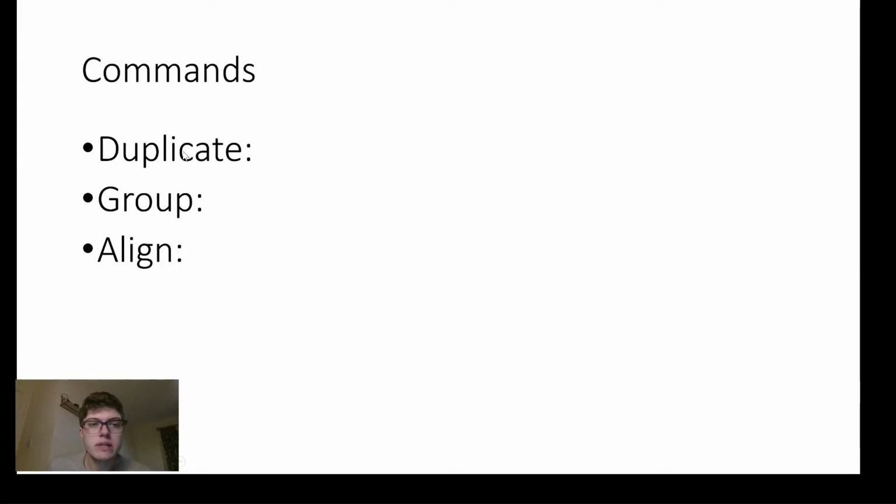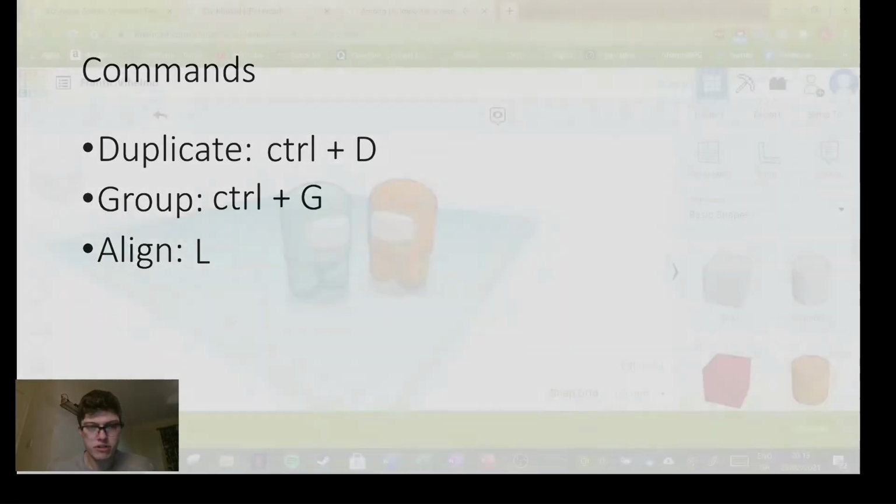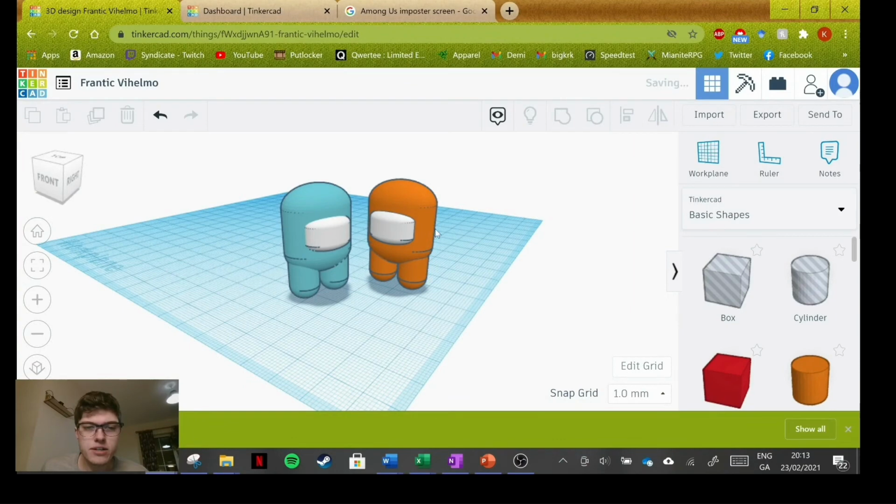So to duplicate, we have Control D, so you hold down Control, which is on the bottom left hand side of the keyboard, and D. To group, we use Control and G, so Control again, bottom left, and G. And to align is L. So we don't have to hold down Control this time, we just click L and it'll automatically open up our aligning feature.